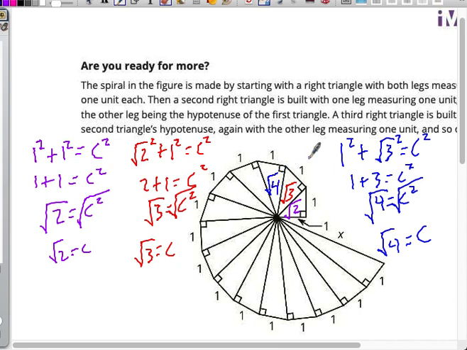Wait a minute, what do you notice? It's just going up by 1. Square root of 2, square root of 3, square root of 4. What would you say the next one is? Square root of 5. I think you're right. So what's x going to be? Counting up, it's the square root of 16. So x equals square root of 16, which is 4.